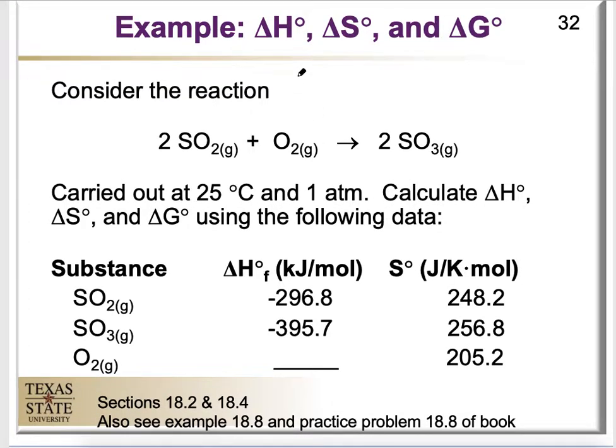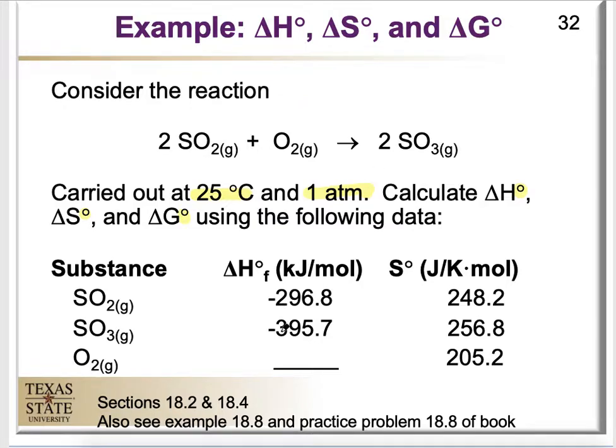In the first example, we're actually going to calculate all three: enthalpy change, entropy change, and Gibbs free energy at standard conditions. We're going to do it for this reaction where we have SO2 reacting with oxygen to form SO3. This reaction is carried out at 25 degrees Celsius and 1 atmosphere. As we're reading it, we might already see that this is telling us that we are at standard conditions. And then the question is, calculate the enthalpy change, entropy change, and Gibbs free energy with the little circles indicating standard conditions again, using the following data.